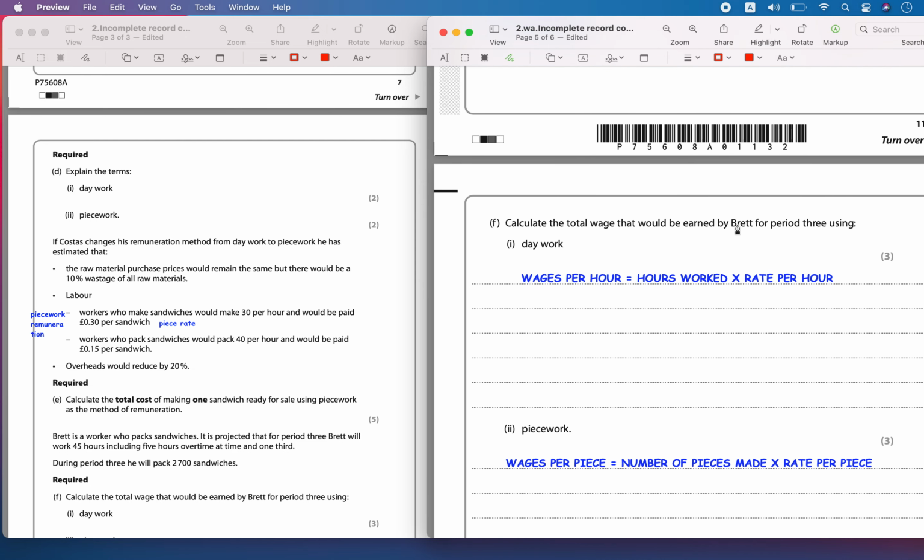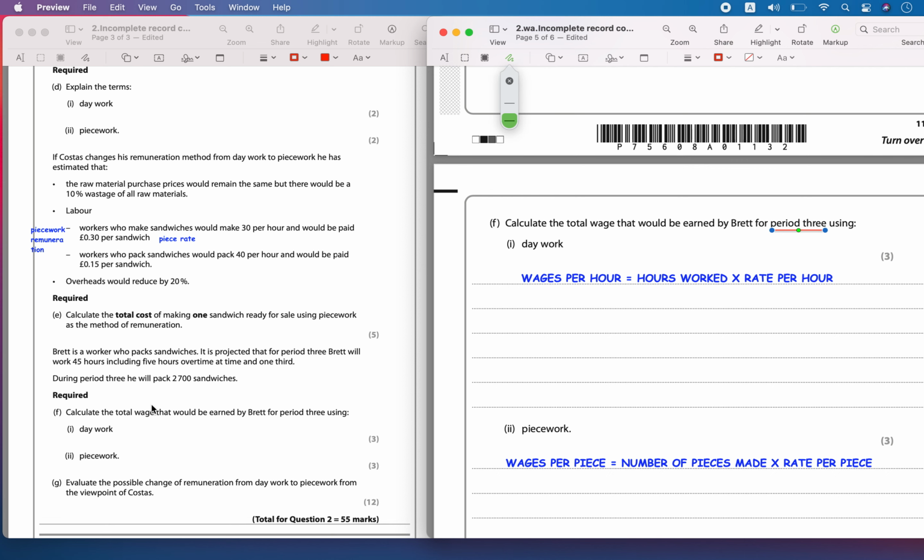Now calculate the total wage that would be earned by Brett for period 3 using the day work. So in period 3, there is a job. Brett is a worker who packs sandwiches. It is projected that for this period 3, Brett will work for 45 hours, including 5 hours overtime at time and 1/3. During this period, he's going to pack 2700 sandwiches.